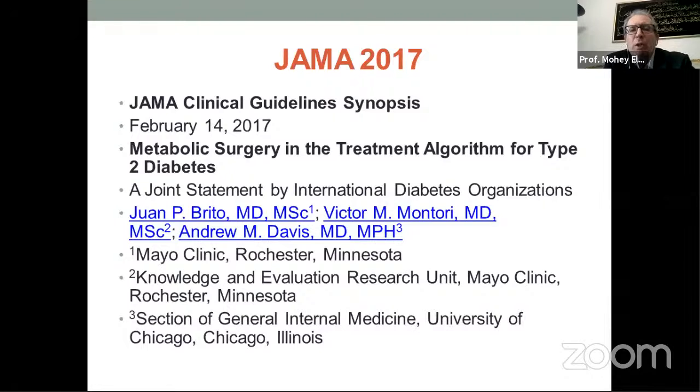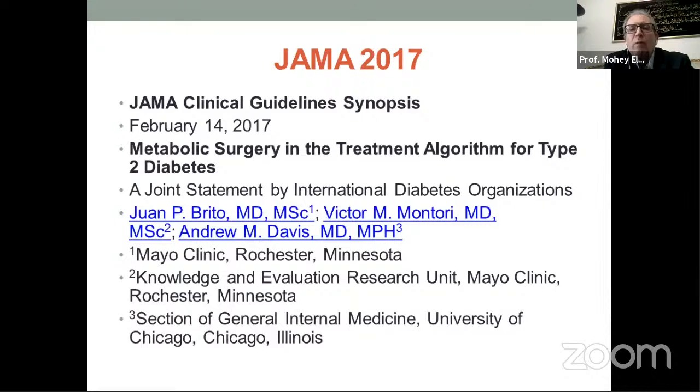This is the main document which crystallizes the recognition of the endocrine, diabetes, obesity and bariatric surgery community that metabolic surgery has a pivotal role in the treatment algorithm of type 2 diabetes mellitus. This is published in JAMA, the Journal of the American Medical Association, which is the biggest medical association in the world with more than 35,000 members, and it's a medical journal.